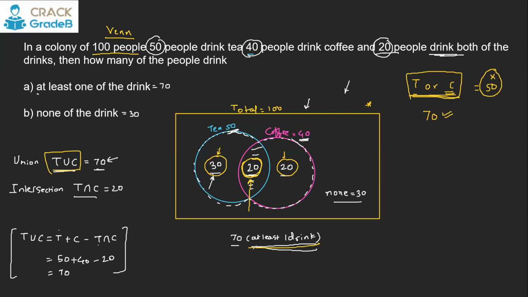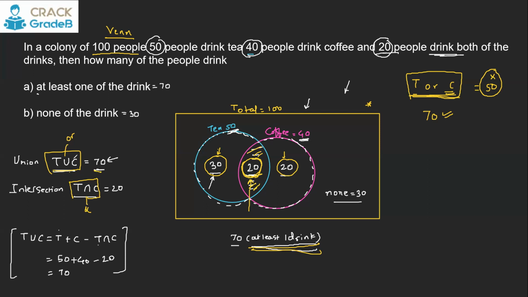Union means at least one, means or. Or in simple words, for our understanding of modern maths, you need to consider or means union, and and means intersection. So how many people drink tea and coffee? This part, which we call intersection, that is 20 people. And how many people drink at least one drink, or how many people drink tea or coffee? That is tea union coffee, that is 70.